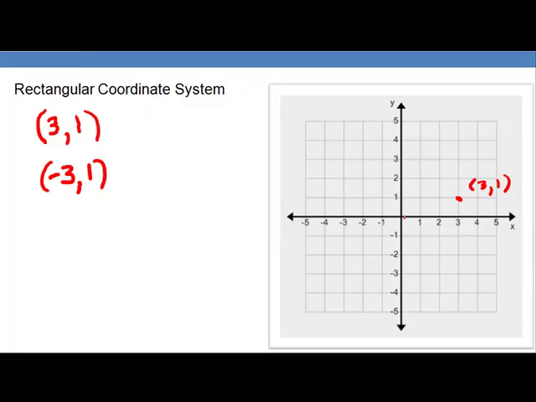Let's try another point. What if we did negative 3, 1? We would start at 0, 0. Our x is negative 3, so we would go to the left 3, and then our y is positive 1, so it would be up here. We make the point when we're finished, so this is negative 3, 1. What do you think we would need to land down in this section? We would need negative on both of them. So the point that matches our others is negative 3, negative 1. So we start at 0, 0, negative 3 on the x, negative 1 on the y, then we make our point.